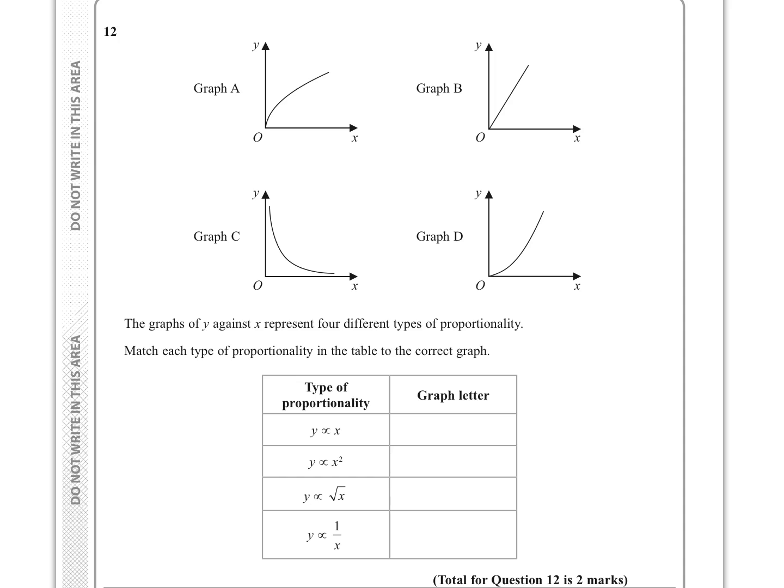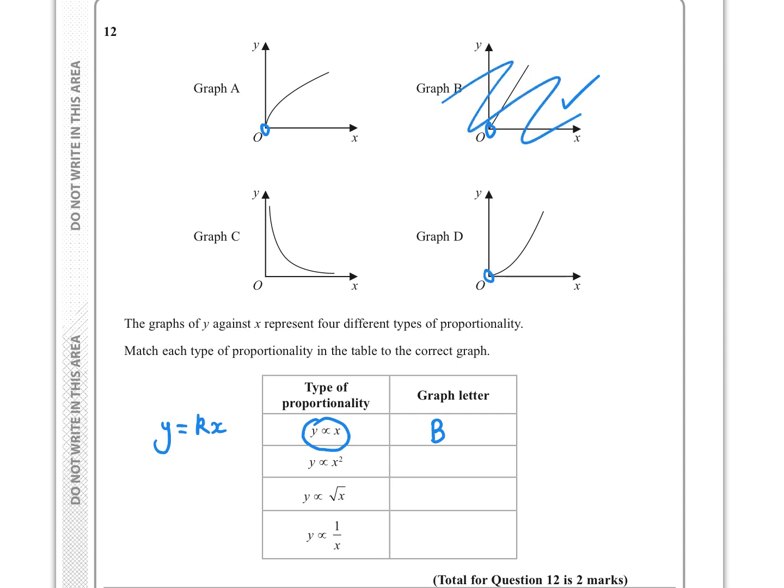Question 12. The graphs of y against x represent 4 different types of proportionality, and we've got to match them up. So this is where y is proportional to x, so that means y is equal to k times x for some value of k. And if x is 0, y is 0, so that kind of narrows it down to these potential ones here. But it's a linear relationship, isn't it? So it's going to be a straight line relationship, and the only one that's straight line is this one, so B. Now we can get rid of that.